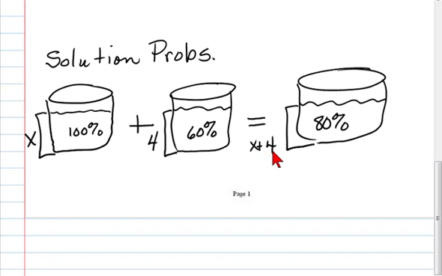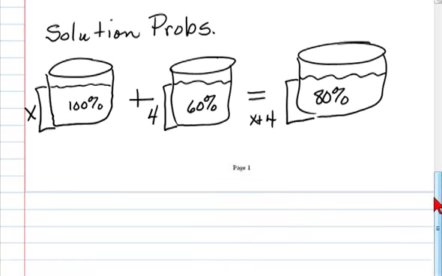Every time I do a liquid mixture problem, this is the kind of picture I'm going to draw. Now, from that, I need to be able to write an equation. The equation I'm going to write is the percentage kind of is the value of the solution. This is a very strong valued solution. This one not so strong, and this one's kind of in between them. What I'm going to do is I'm going to change this percent to a decimal. You cannot directly multiply by a percentage. You can't.